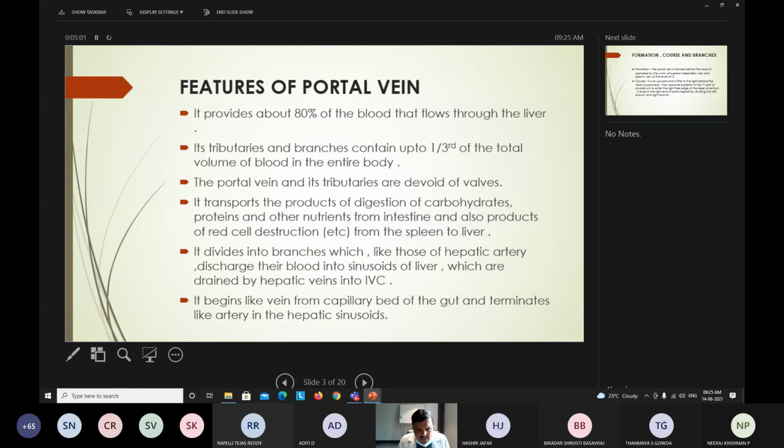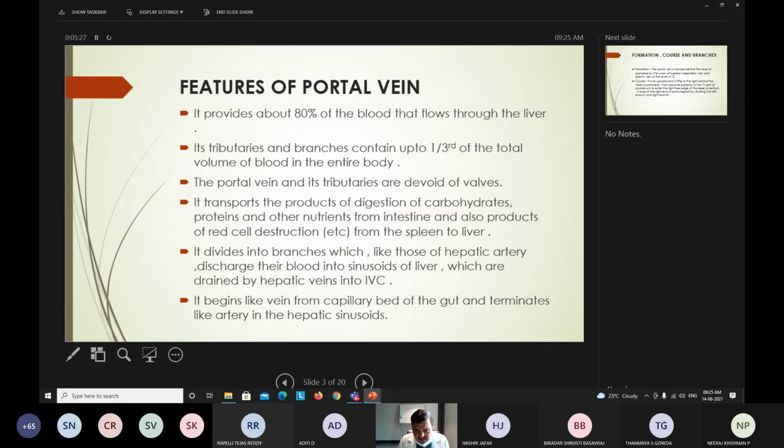Portal vein divides into branches which, like those of the hepatic artery, discharge their blood into the sinusoids of the liver. Liver was already seen; there are sinusoids. Hepatic artery also discharges blood into the sinusoids.